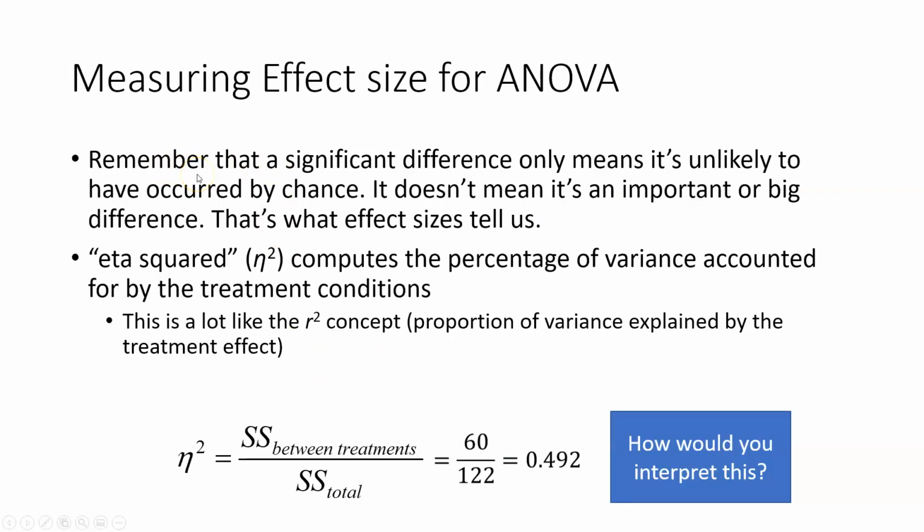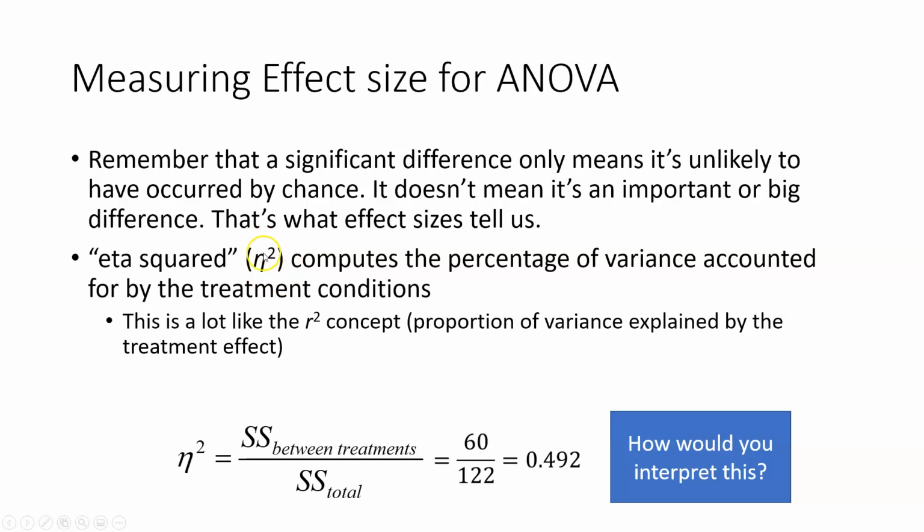I want you to now remember that when we went through all of our previous t-test modules, if we found a significant difference, that only meant it's unlikely to have occurred by chance. It didn't tell us whether it's an important or a big difference, and that's what effect sizes are for. In an ANOVA, we don't run the R-squared like we used to with the t-test, but we run something that's almost the same. It's interpreted the same and computed very similarly. It's called eta squared, a Greek letter eta squared.